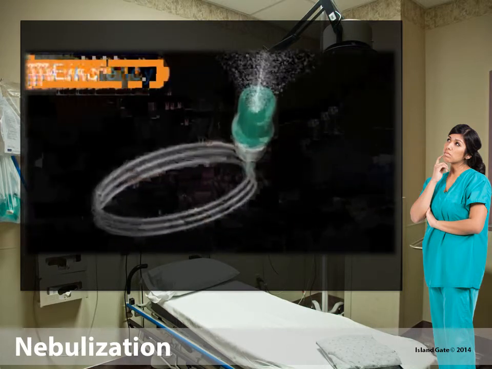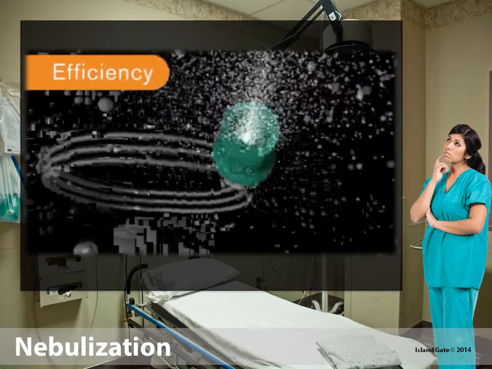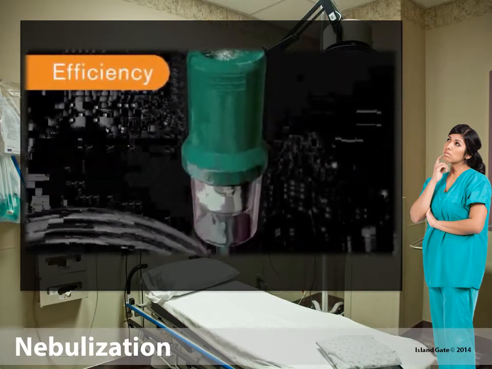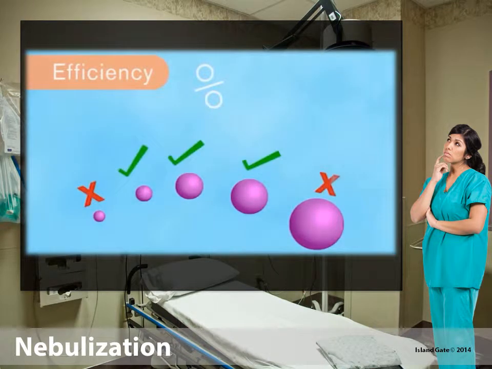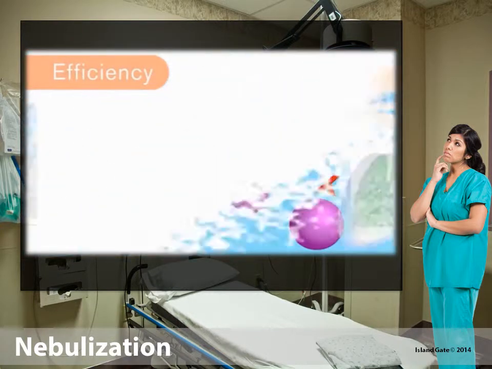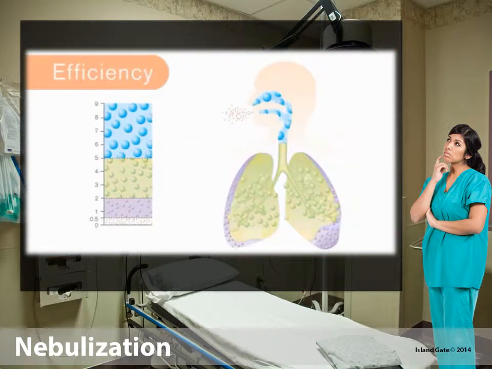The efficiency of a nebulizer is measured by the aerosol output at varying particle sizes and is expressed as the percentage of particles of optimum size. The optimum particle sizes are 2 to 5 microns for tracheobronchial deposition, 0.5 to 2 microns for alveolar deposition. Particles larger than 5 microns may be deposited in the nose and mouth, resulting in the drug being swallowed.